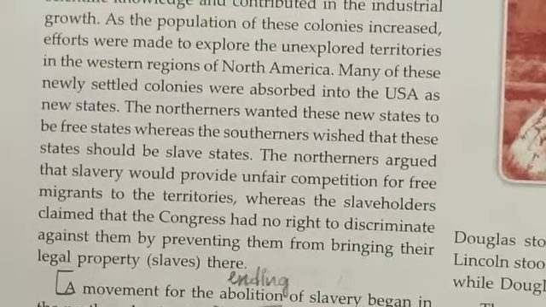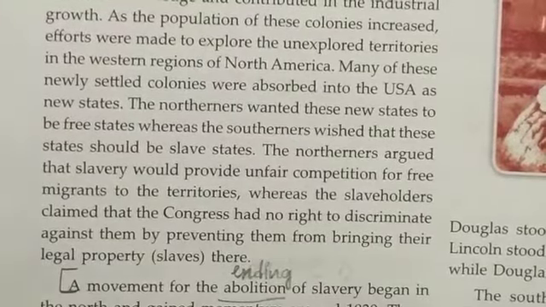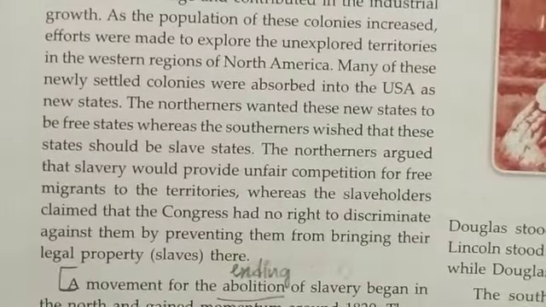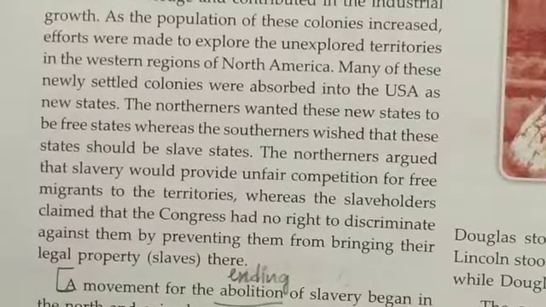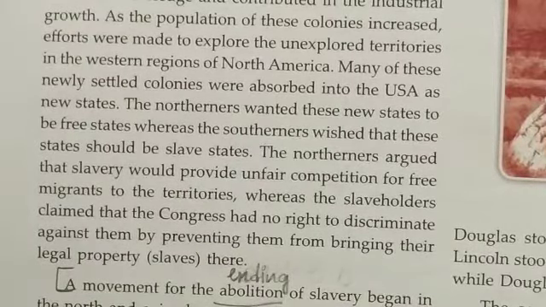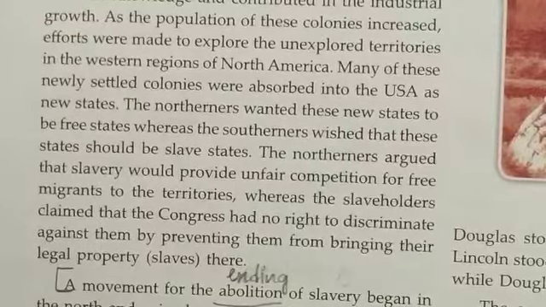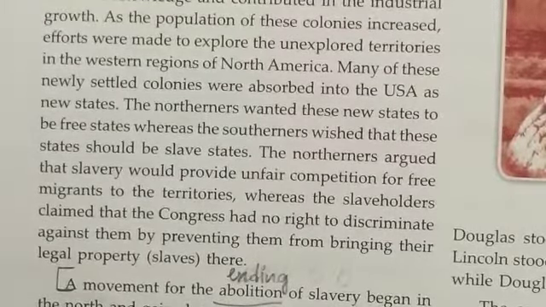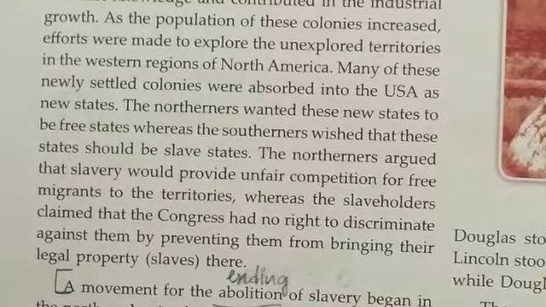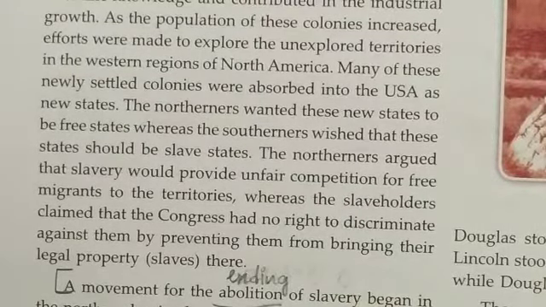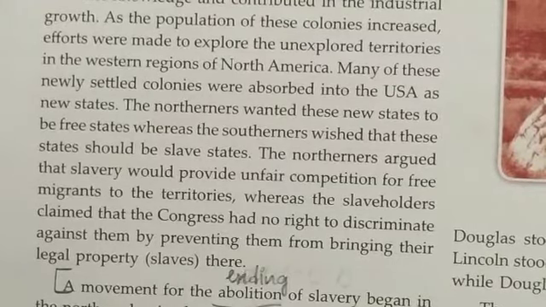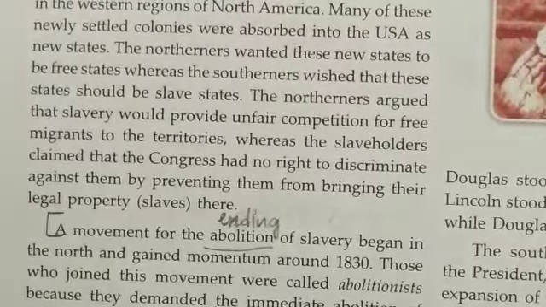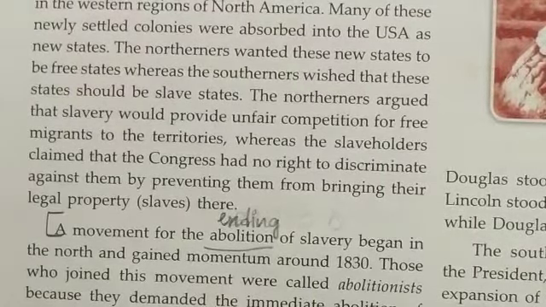Whereas on the opposite side, the people of South America were against this approach. They believed that the Congress did not have any right to stop them from bringing the slaves there. They called the slaves their legal property. They believed that slaves were their legal property, and the Congress did not have any right to stop them from bringing them there. So the people of North America and South America had completely opposing opinions on slavery.